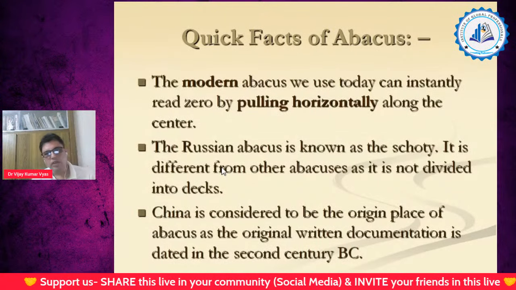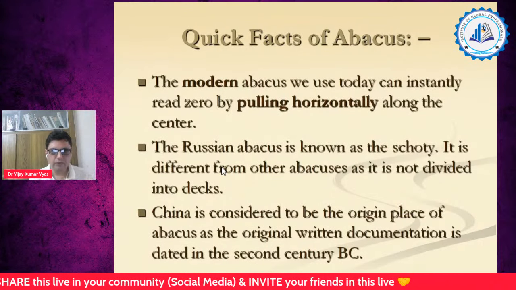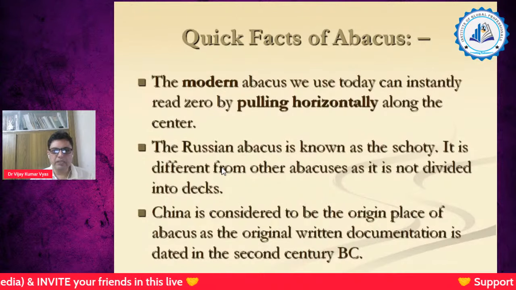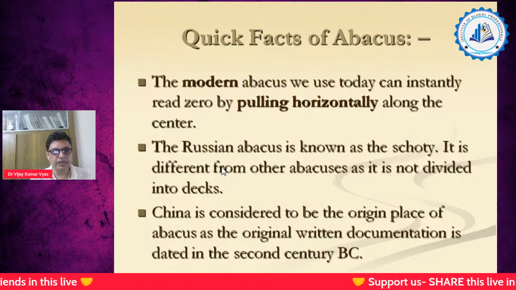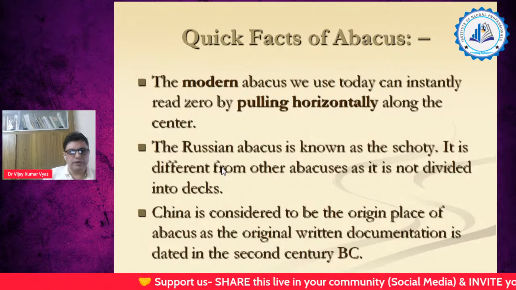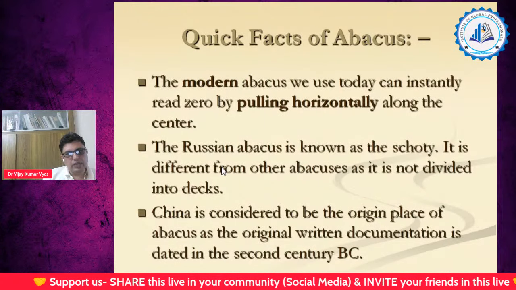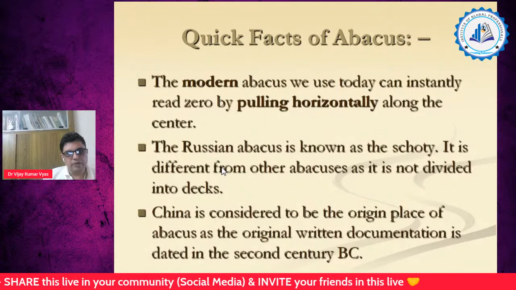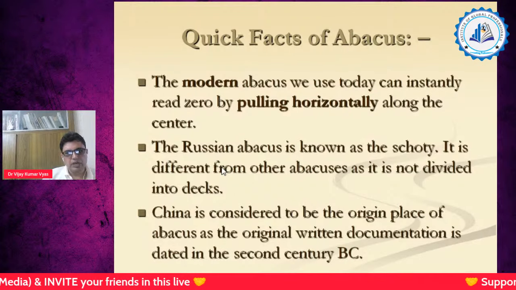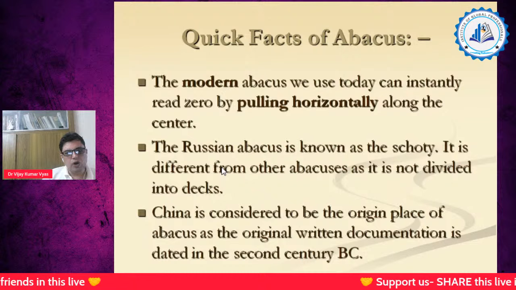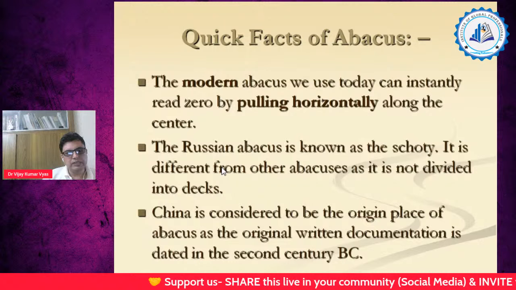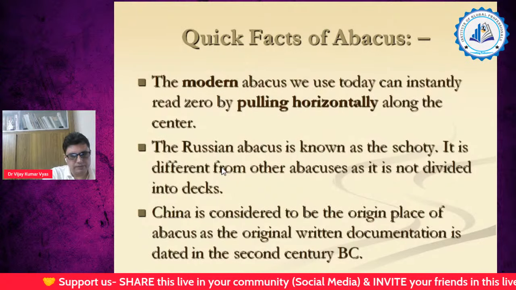Here are quick facts about the abacus. First we discuss facts about the abacus, and then about Vedic mathematics. The modern abacus we use today can instantly read zero by pulling a horizontal bar along the center, as I showed you with the instrument. The Russian abacus is known as schoty. It is different from other abacuses as it is not divided into dots. China is considered the place of origin of the abacus, as the original written documentation is dated to the 2nd century BC.